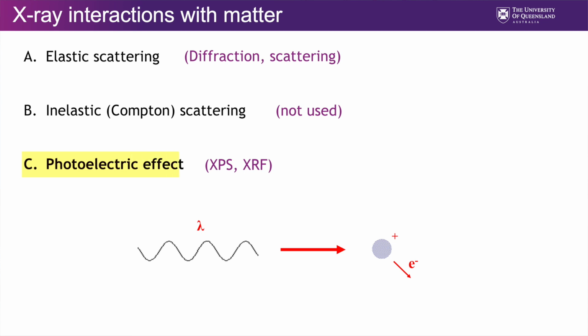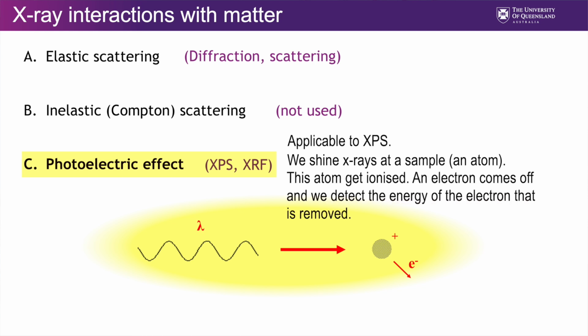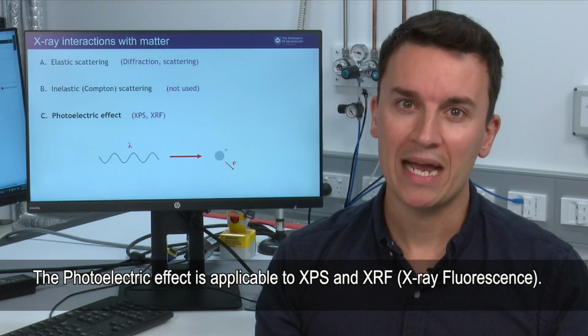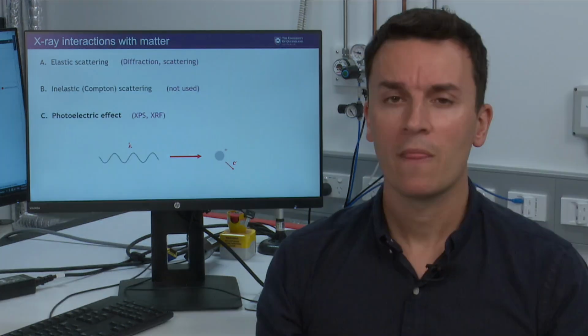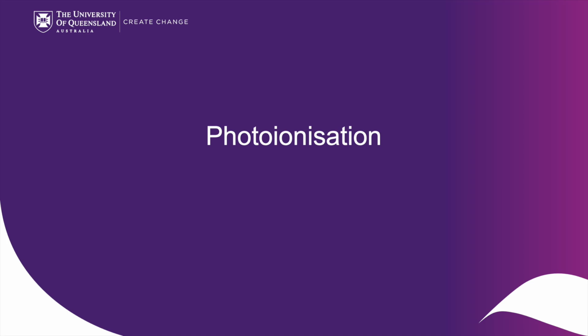The thing that is applicable to XPS is the photoelectric effect. So this is where we shine X-rays at a sample, at an atom, and this atom gets ionised and then an electron comes off, and we detect the energy of the electron that's removed. So this is applicable to XPS, but also XRF, X-ray fluorescence. When we think of Einstein, we think of E equals mc squared, but that's not what he actually won the Nobel Prize for. It's for the photoelectric effect and the discovery of that.